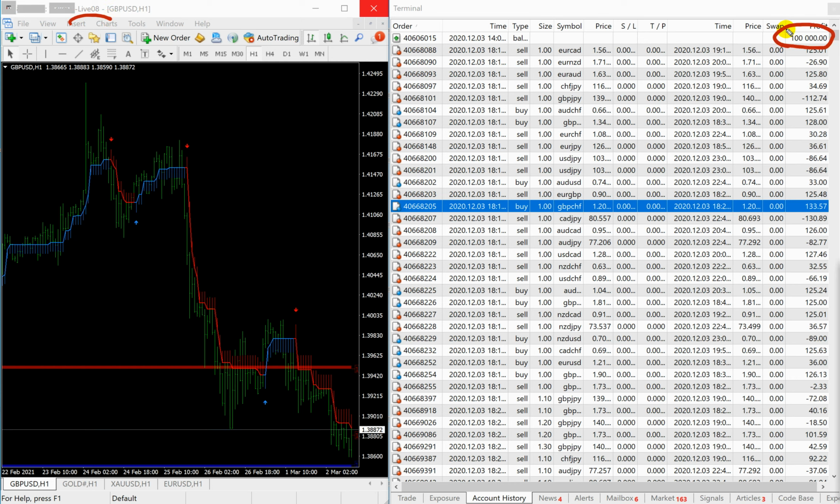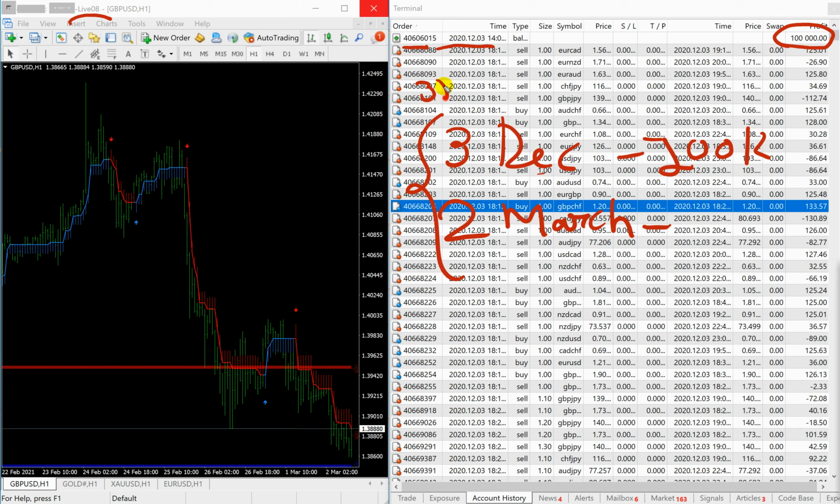100k dollars were deposited on this account on 3rd of December 2020 with first order ID of 40606015. So the deposit of 100k was made on 3rd of December. Today it's 2nd of March, and already 3 months have been done on this account.